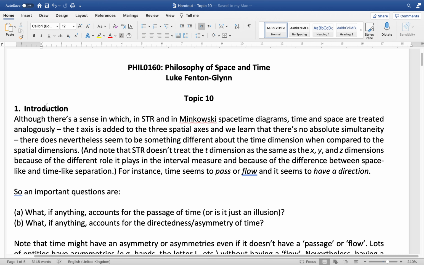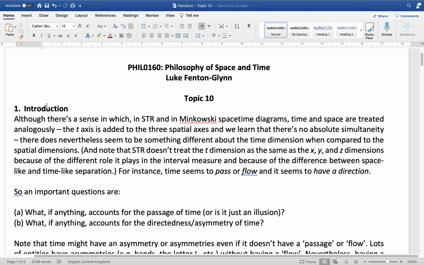And also we think, on a more intuitive level, and maybe in the other sciences too, that there's a difference between time and space. Certainly, it seems that time has a direction to us, and we might also say it seems to pass or flow, whereas we don't tend to think of space as flowing or passing in the same sense.